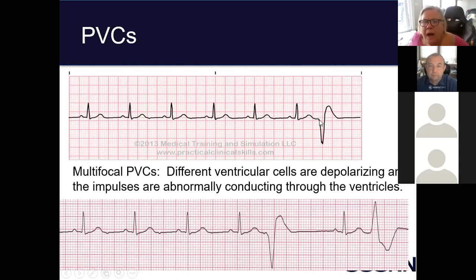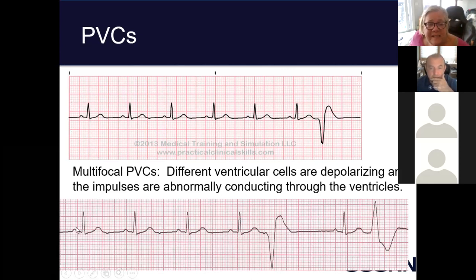Here we've got wide, bizarre, no P wave, no P wave. You kind of look in through the morphology here. And again, if you measured this QRS complex, it is considerably longer than 0.14.